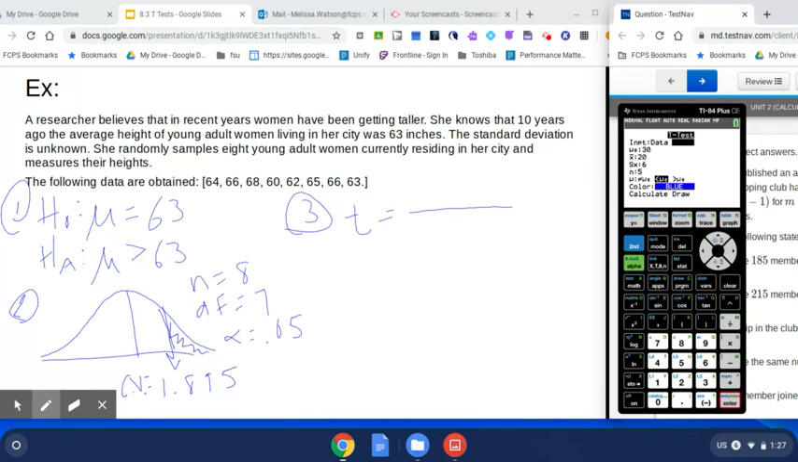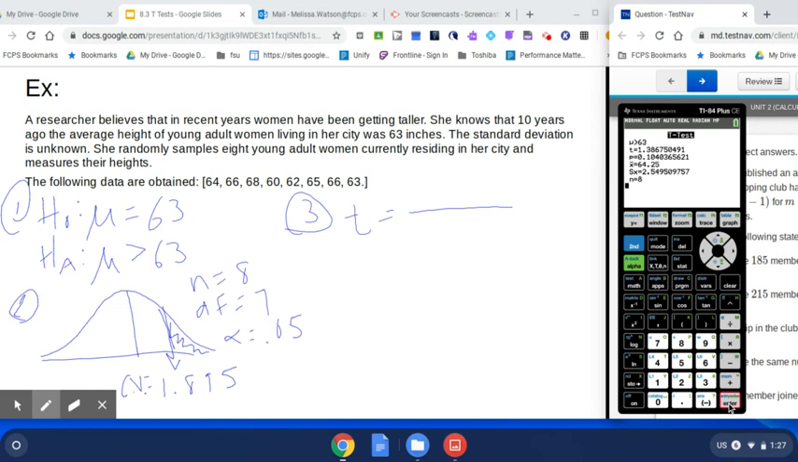But instead of highlighting stats here, I'm going to highlight data because we've entered the data into a list in our calculator. It's still going to ask me for that null hypothesis. The mean height was 63. We did enter the data into list 1. And then the alternative hypothesis is greater than 63. So let's go ahead and calculate.